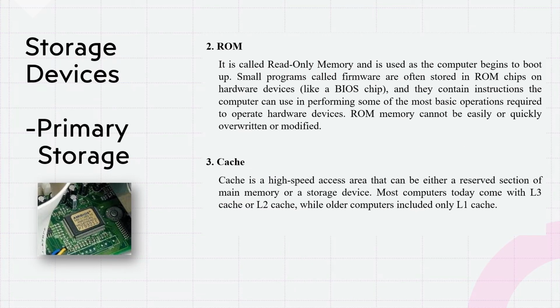We now come to something known as ROM. ROM is called read-only memory and is used as a computer begins to boot up, which is starting. Small programs called firmware are often stored in ROM chips on hardware devices like a BIOS chip. BIOS is basic input-output system, and it contains instructions the computer can use in performing some of the most basic operations required to operate hardware devices. ROM memory cannot be easily or quickly overwritten or modified.